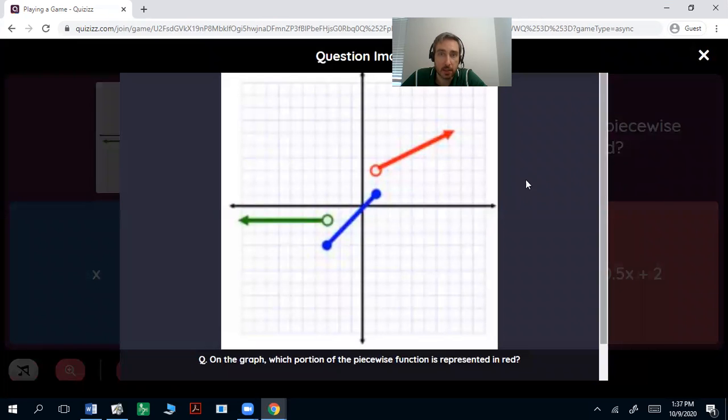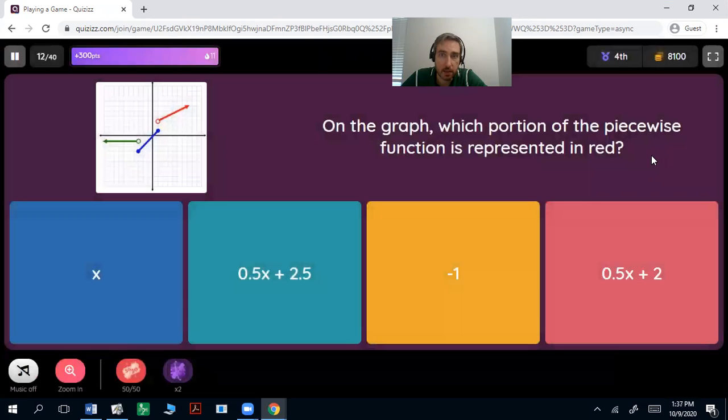So let's take a look. Everything to the right of 1 is included, so x would be greater than 1 in that case. It looks like it crosses at 2.5 and has a slope of 1/2. So I'm going to say this one here.